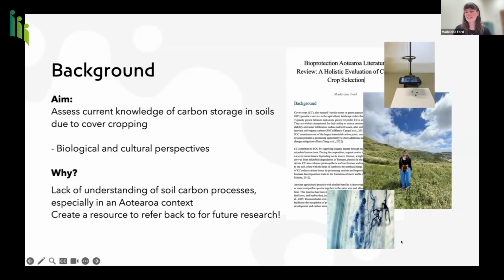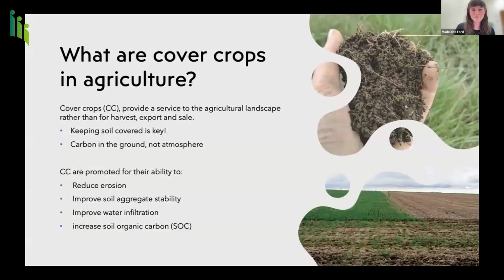I did some root staining, looking at some mycorrhiza within some root samples. I also looked at this application that's used to look at soil aggregates, and I did a little bit of field work just on the side. And the aim of the literature review is to have a future resource to look back upon, to have some future directions for research in this area.